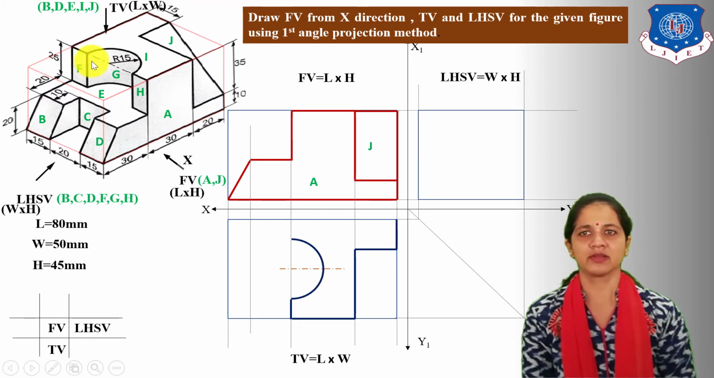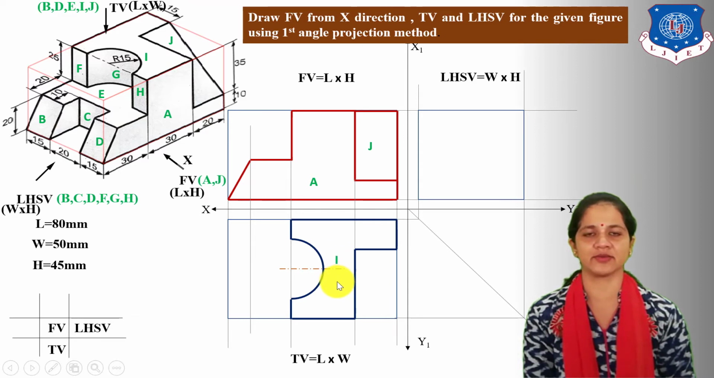Next, draw a 10 mm width line. At last, connect these 2 points. So this indicates the I surface.